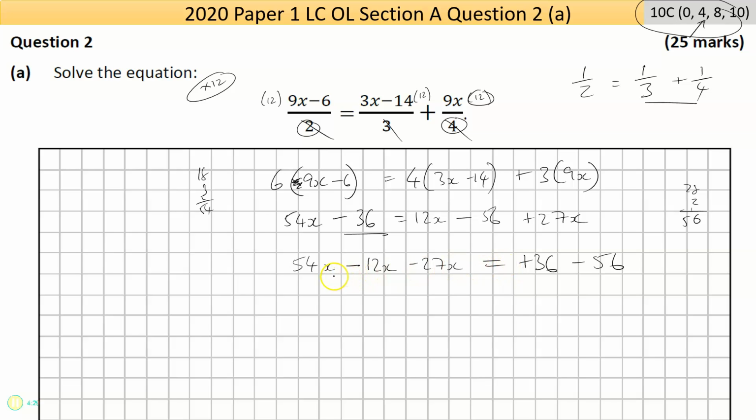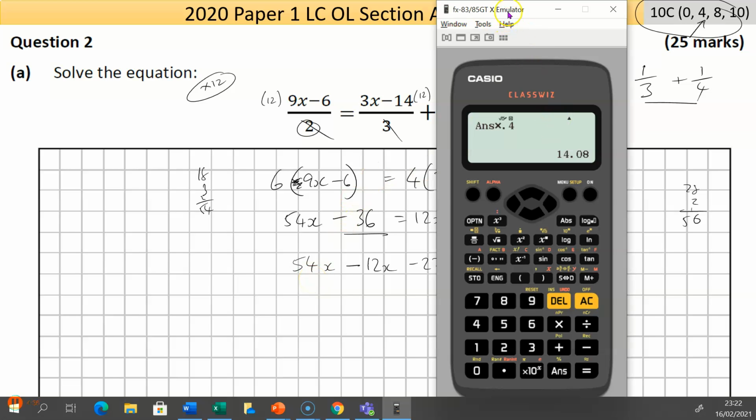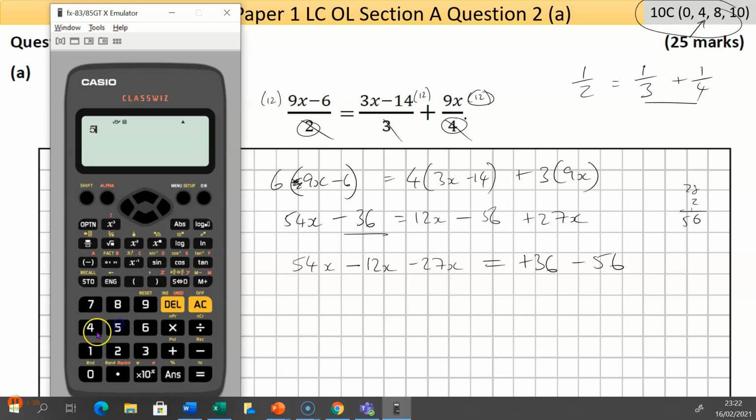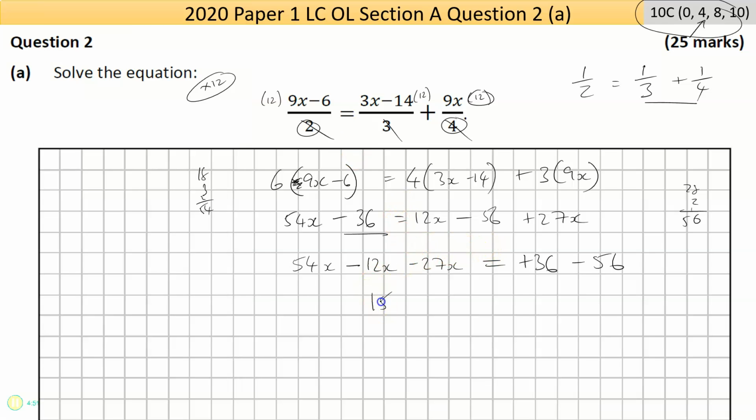Now that's a calculation. So 54, I probably should again use my calculator. Let me learn my lesson. 54 take away 12, take away 27 is 15. So 54 is something, take away 12 is something, take away 27 is something, is 15 of them. It just happens to be x in this case. Now 36 take away 56 is going to be minus 20. Yeah, 20. I messed it up, but I'm fairly right.